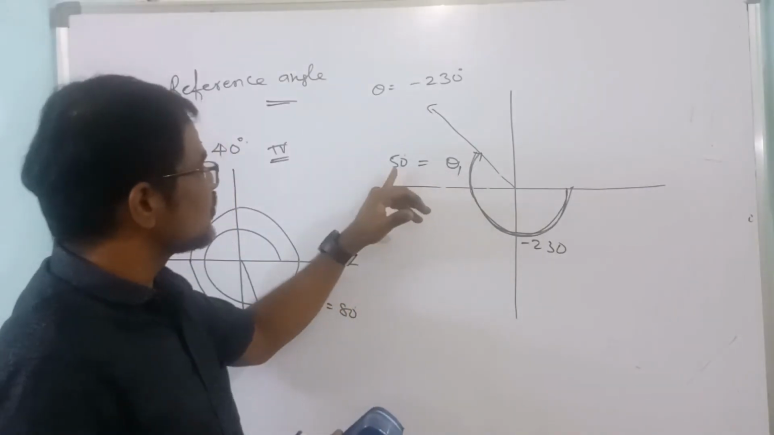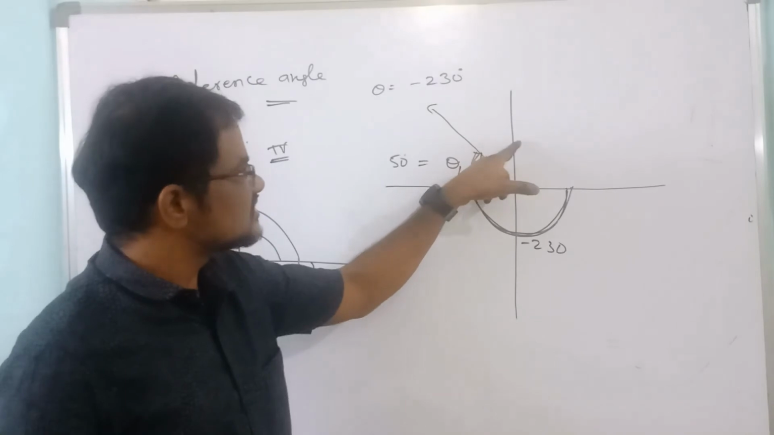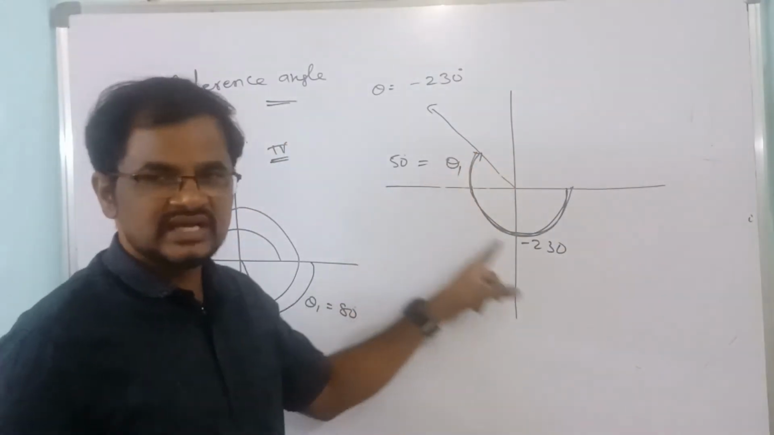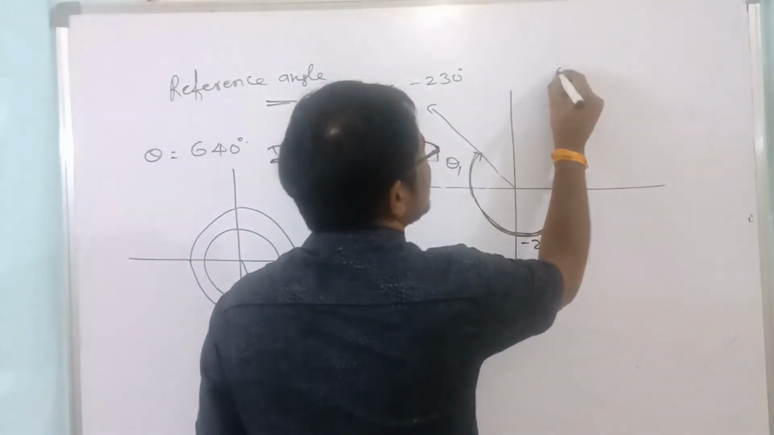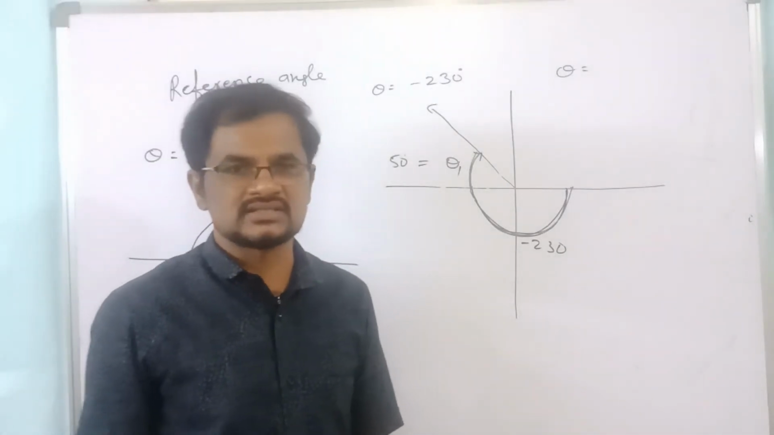So that's why theta equal to what we have to take? 50 degrees we have to take. This is 50 and this is 40, so total 90. So here minus 180. Satisfied or not? Otherwise, like this also you can take, by the coterminal angles.